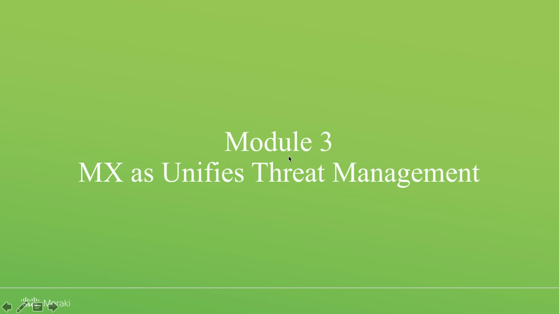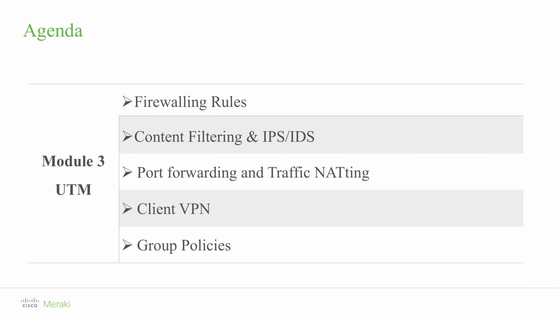Module number 3, we're going to talk about MX as a Unified Threat Management Device, UTM. So the agenda for this module, we will first cover how to use the firewalling rules that we have in MX, and then how we can actually block traffic based on the contents, like based on the specific categories rather than blocking specific applications.